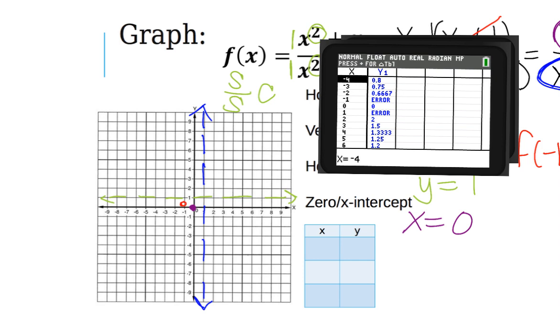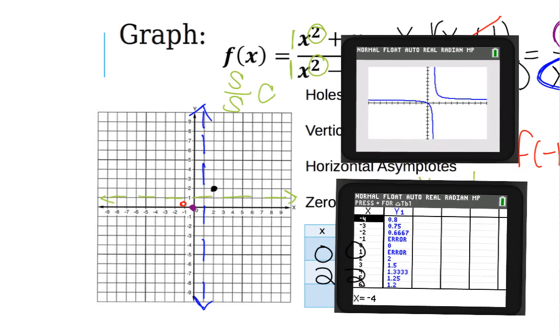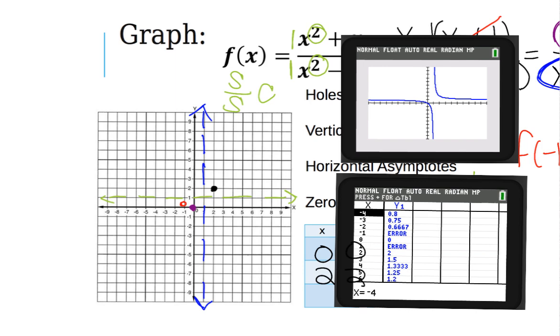So I'm going to have 0, 0 and 2, 2. So I'm at 2, 2 over here. So I know my graph's going to pass through those points. So I'm going to give myself a nice sketch. So I know it goes through 0, 0 towards my hole. It stops there and then continues on the other side towards my horizontal asymptote. And then it comes down towards my vertical asymptote. And then this point up here is coming towards my horizontal asymptote and my vertical.